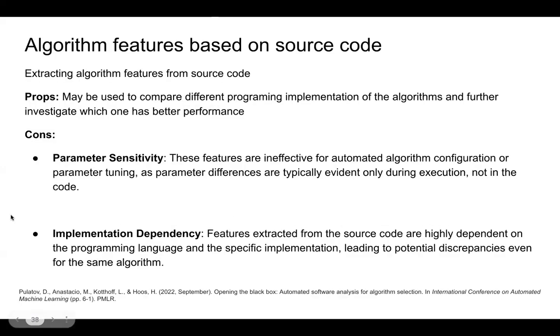So first, let's start with the source code. These features were actually presented for automated software analysis. What they are doing is extracting algorithm features from the code. Having the implementation code, you can extract a lot of, let's say, NLP features which are related to the text.